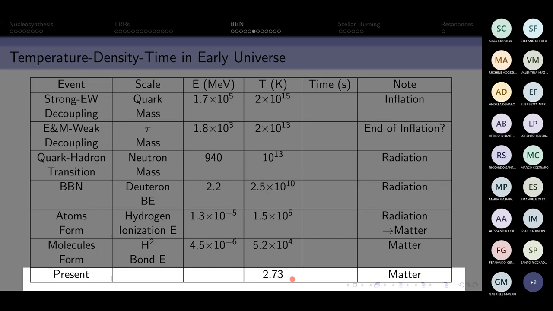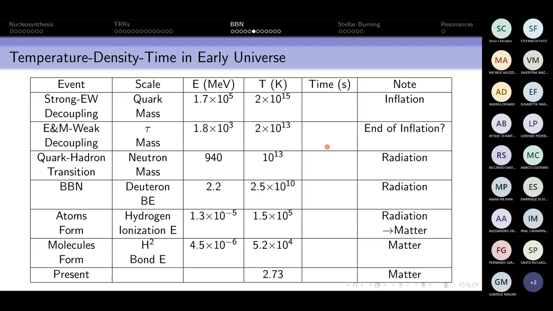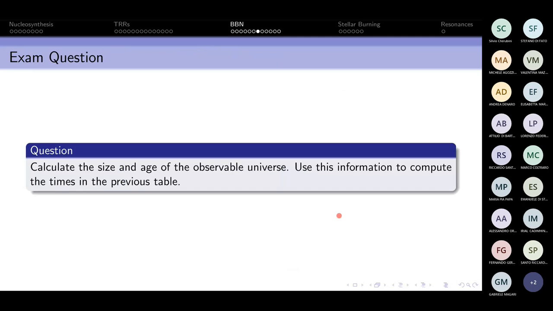You notice I didn't put times in here, but I have given you the tools to calculate those times. They're in your notes. So the exam question for you is: calculate the size and age of the observable universe, which I gave you earlier. Use this information to compute the times in the previous table. You could take that home and work on that. You have all the tools. There's one tricky thing you have to remember there. I'm not going to tell you what it is, but I think you know.